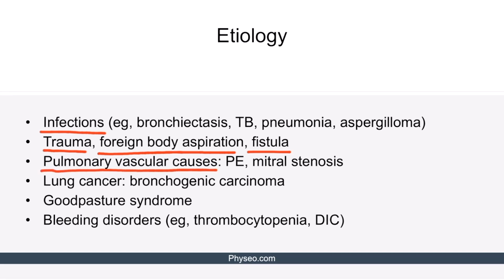Pulmonary vascular disorders with elevated pulmonary capillary pressure, such as pulmonary embolism or complications of mitral stenosis, can also cause hemoptysis. Lung cancers, especially bronchogenic carcinoma, which is a cancer of the bronchial lining, cause hemoptysis. Goodpasture syndrome, which is an anti-glomerular basement membrane disease, can lead to hemoptysis. Also, bleeding disorders like thrombocytopenia, disseminated intravascular coagulation, and use of anticoagulant or antiplatelet medications may cause episodes of hemoptysis.